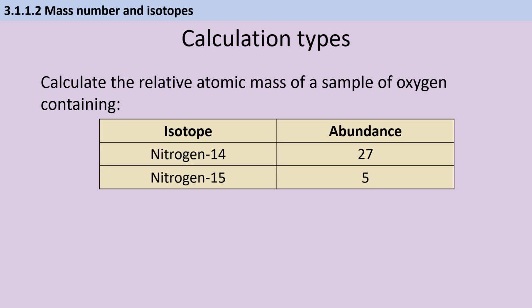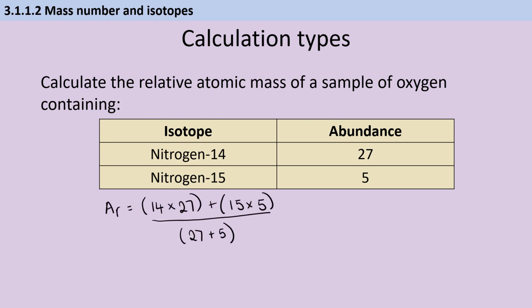Our second style of question is similar, but instead of percentage abundance data, we're going to have raw abundance data, which doesn't add up to 100. This means that whereas with the previous question I could have answered it by using decimals, here I need to do the full fraction, and I need to be aware that the denominator of my fraction here is going to be 32, not 100, and this is a really common mistake that we see people making. So I'm going to go through exactly the same process, and then I'm going to do that same common sense check. Is my answer between 14 and 15, and is it nearer to the more abundant isotope?